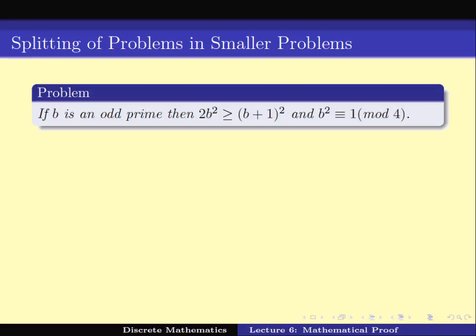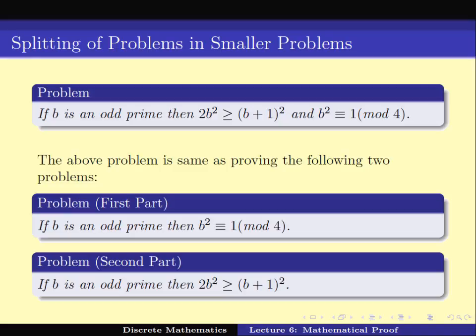Thus, this problem can be split up into two parts. First part: if b is an odd prime, then b square is congruent to 1 mod 4. Second part: if b is an odd prime, then 2b square is greater than or equal to (b plus 1) whole square. Here are the two parts that we have got. So a big problem has been split up into two smaller parts. That means that we can handle each of these small problems individually. So let us start with the first part.